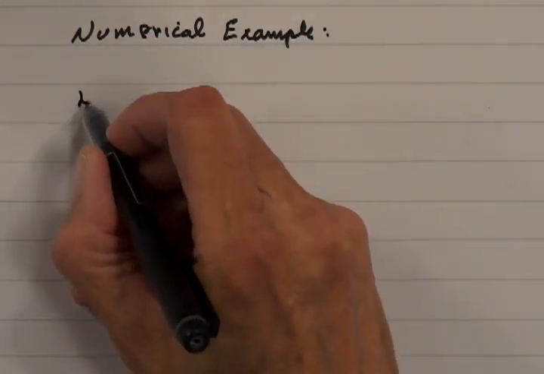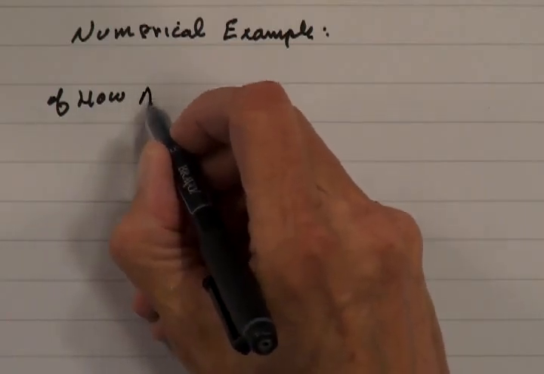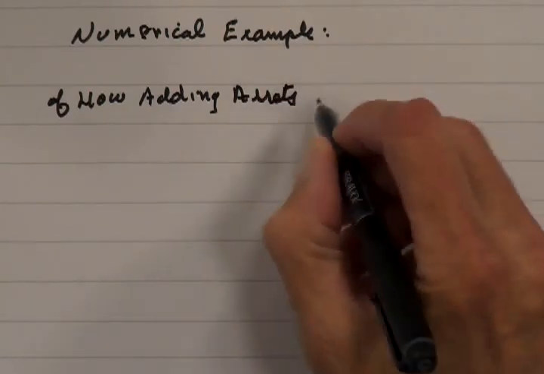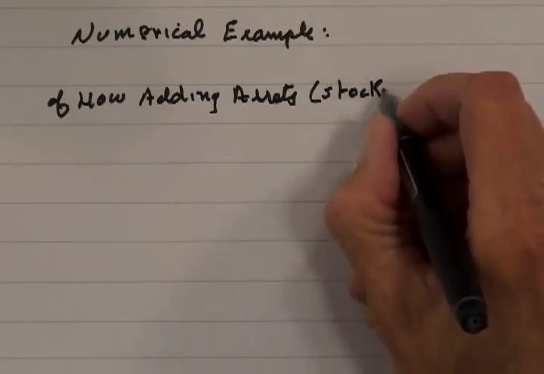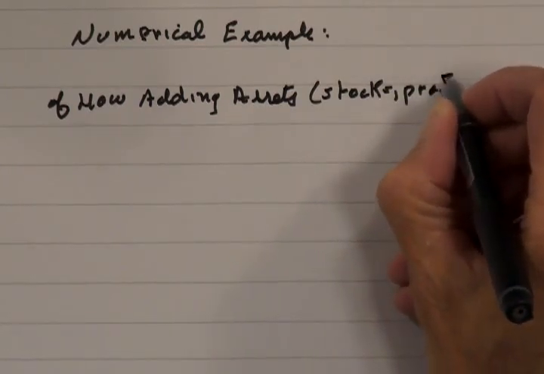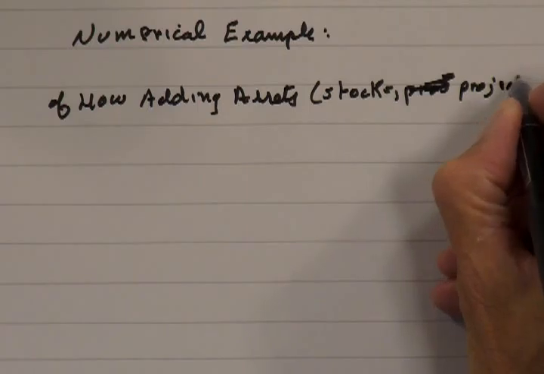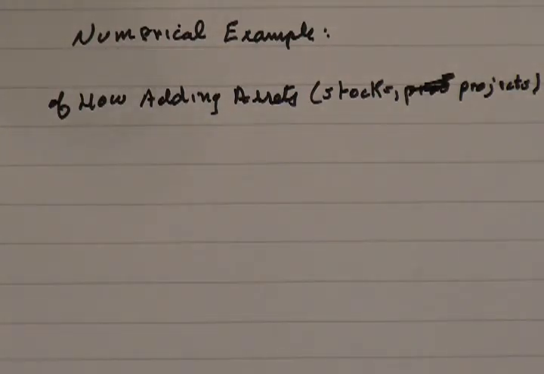And we're going to show how adding assets or stocks, or if you're a firm, projects, if you're looking to minimize your risk here, the firm can think of things like, instead of picking a portfolio of stocks, pick a portfolio of projects that it wants to do.